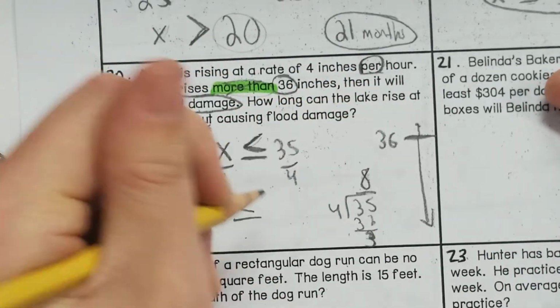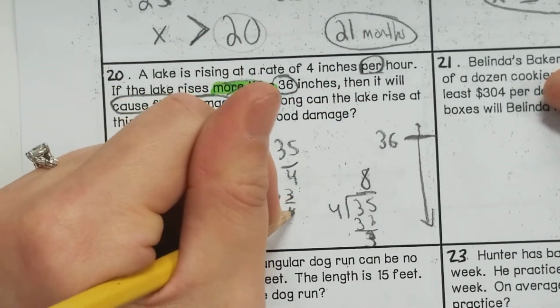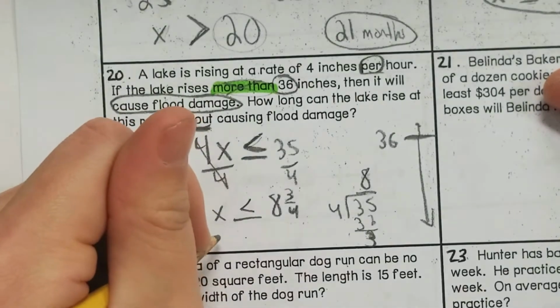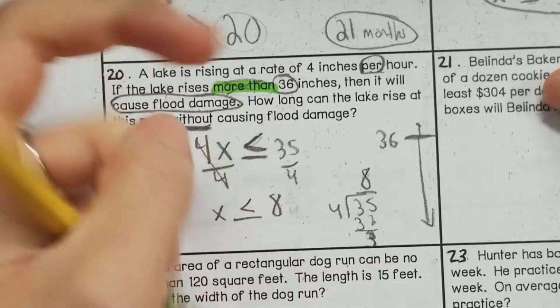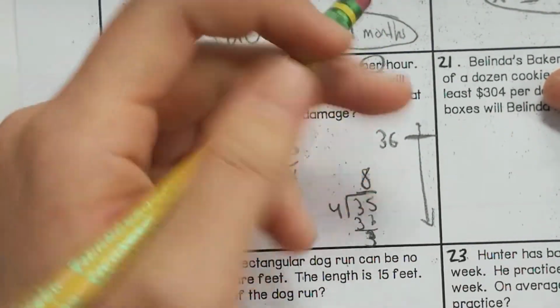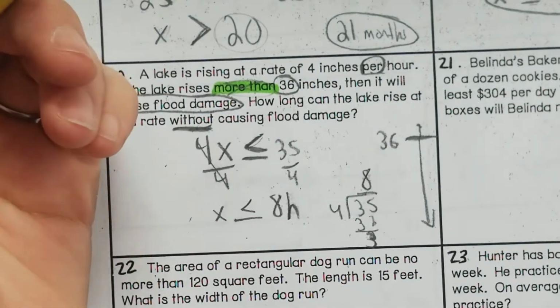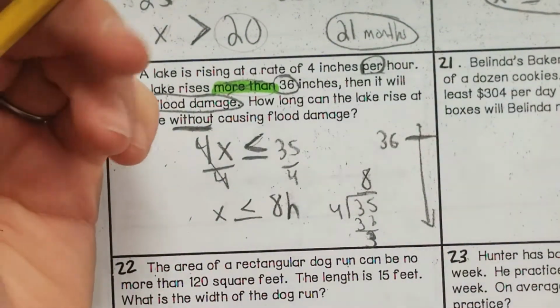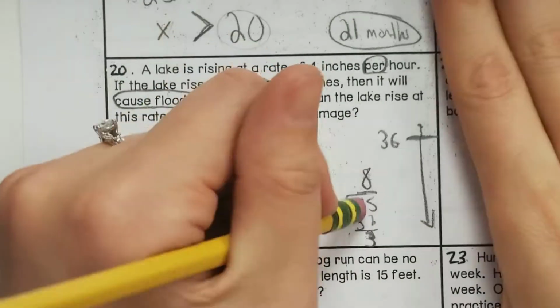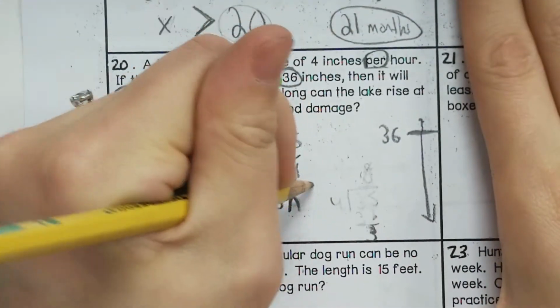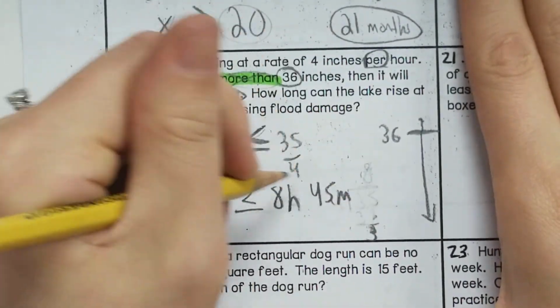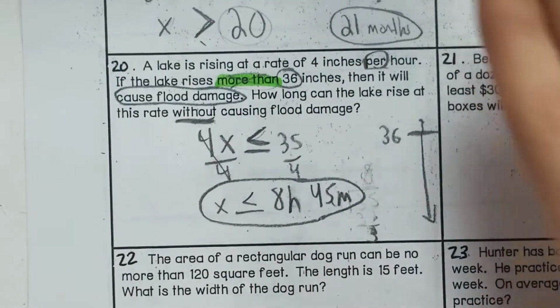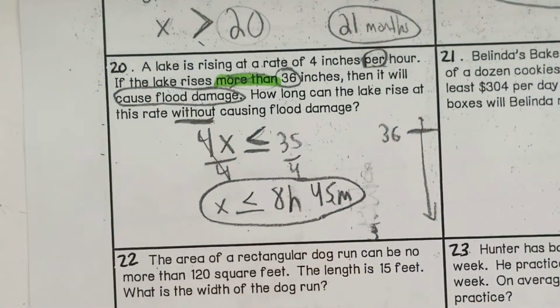So it's going to be 8 3/4, or 8 hours and 3/4 of an hour, which is basically 8 hours and 45 minutes. So it can rise up to 8 hours and 45 minutes before we cause flood damage.